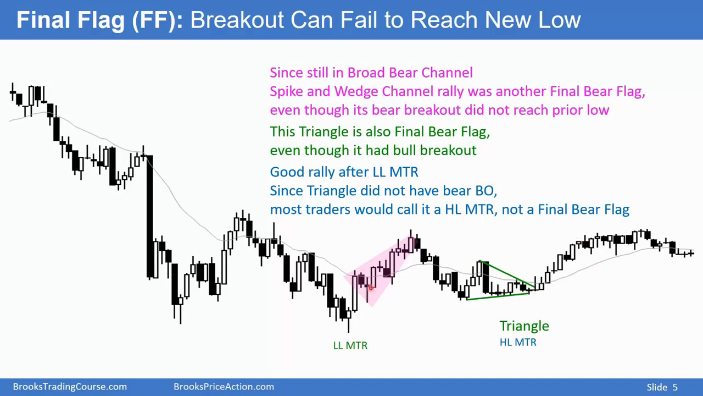We had a good rally after the lower low major trend reversal, and this triangle became part of a higher low major trend reversal and a second leg up. Most traders would call this a triangle and a higher low major trend reversal and not a final bear flag. But in fact, it is a type of final bear flag. Just like this is a final flag, this is a final flag, and this is also a final bear flag. It's also a head and shoulders bottom: left shoulder, slightly lower head, and a right shoulder.